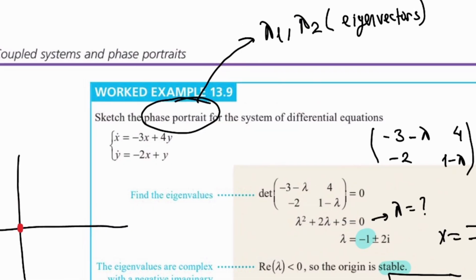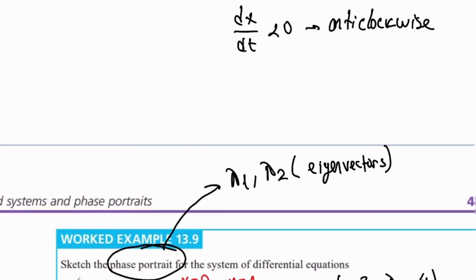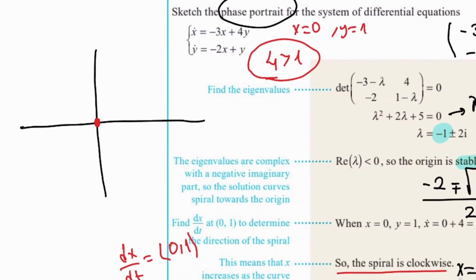Okay, what is dx/dt? It is the derivative of x, right? So instead of x, put 0, and instead of y, put 1. So this is 0, y 4. So the derivative is 4, bigger than 1, right? So it is clockwise. So our trajectories will go in a clockwise direction.